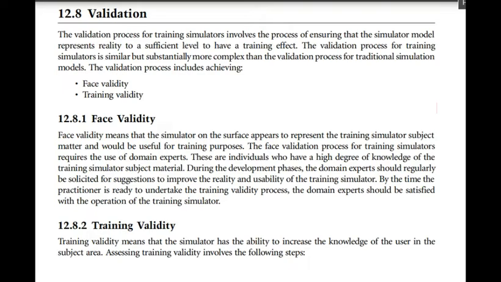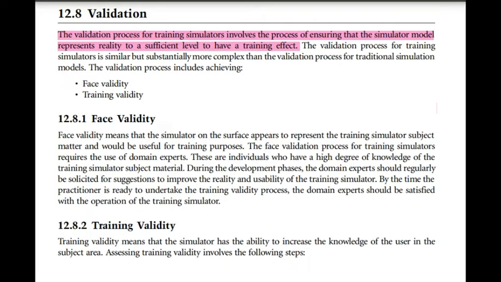Okay? So, itong validation phase, this involves the process of ensuring that the simulator model represents reality to a sufficient level to have a training effect. So, let me highlight the definition. So, ibig sabihin yan, it answers the question, is the model valid for training effect? Is the model allowing the user to increase their knowledge when the model is used? Yan ang sinasagot ni validation.